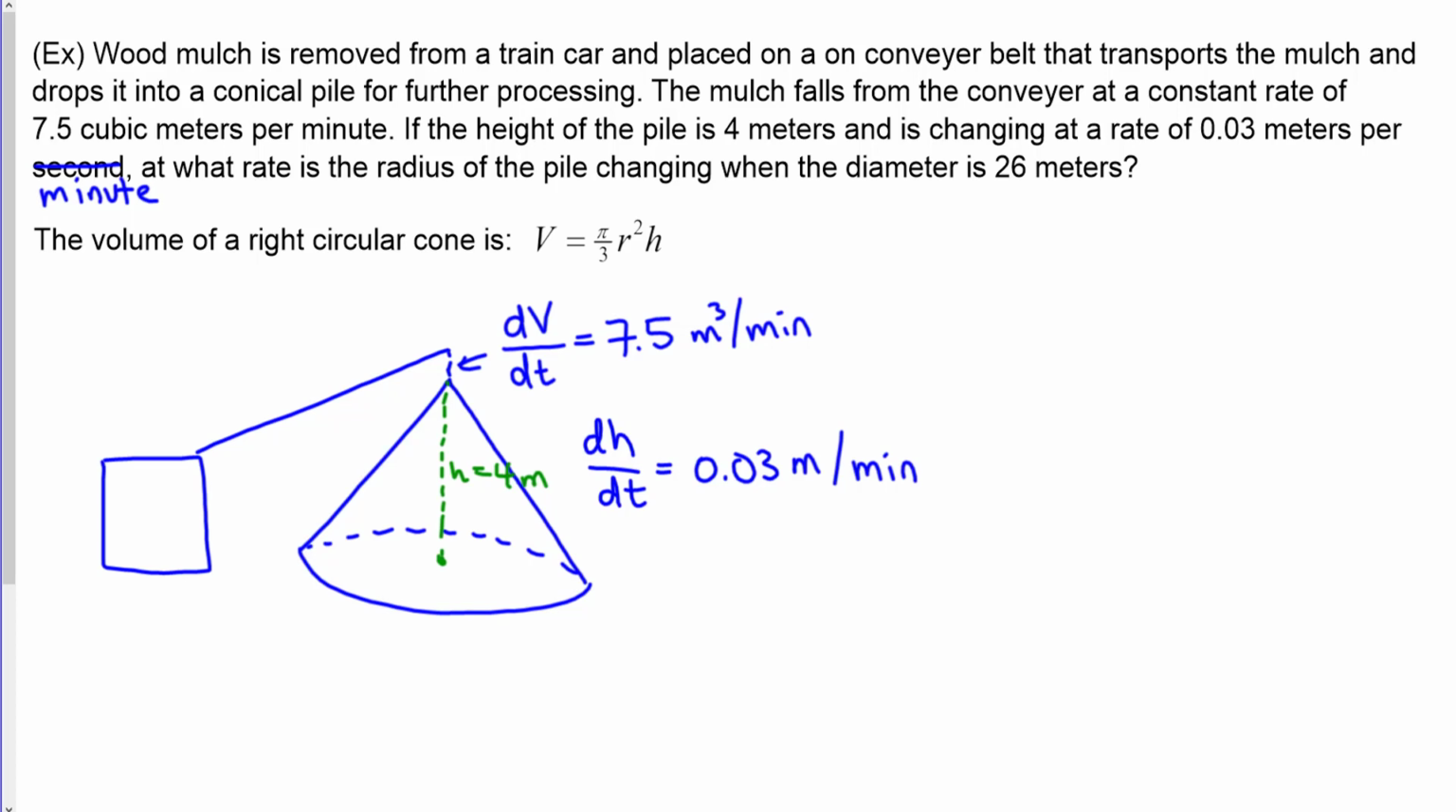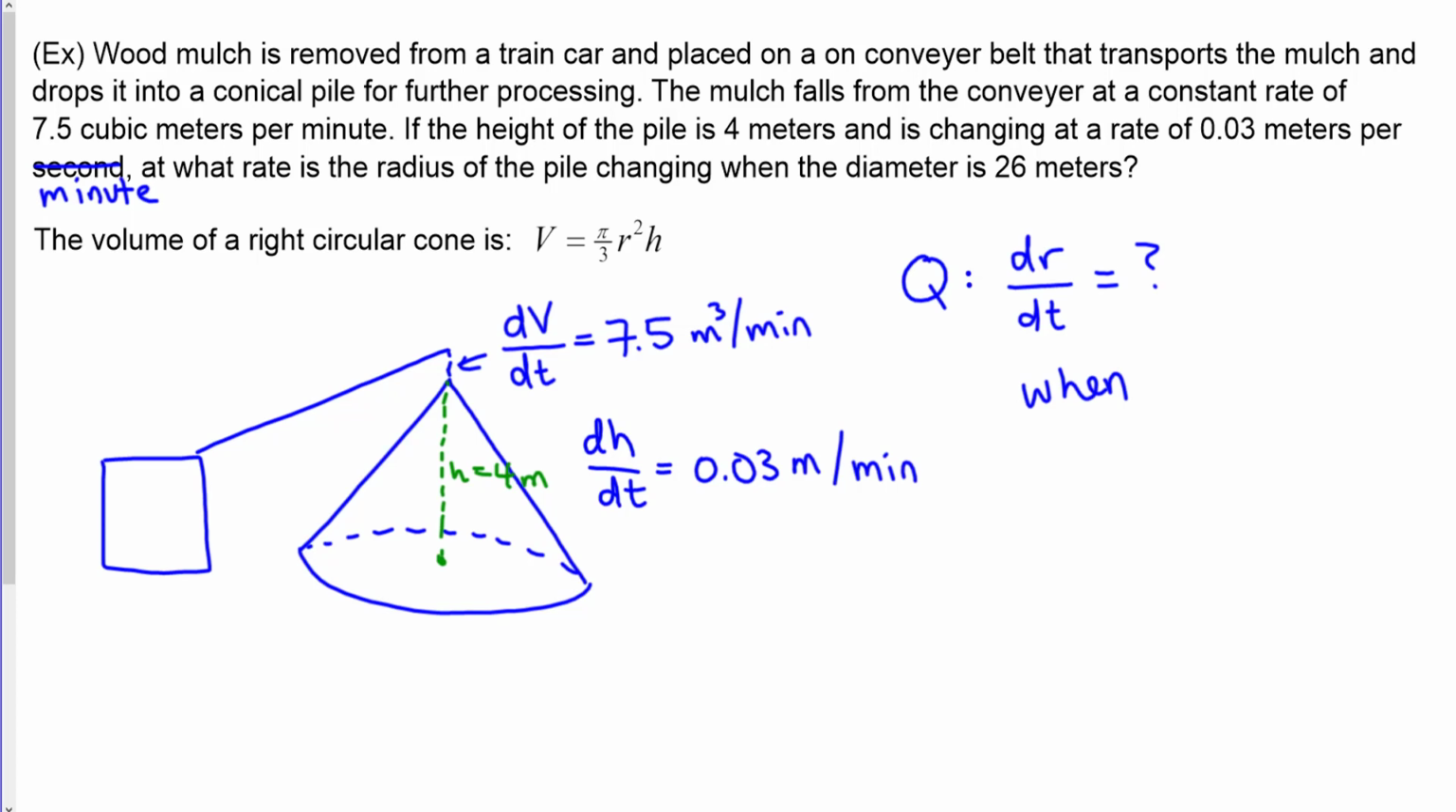Now, the question here: at what rate is the radius of the pile changing? So what rate is the radius of the pile changing? So that's going to be dr/dt, so the rate of the radius changing. We want to know what that is, so I'll just say equals a question mark because we want to know what it is, when the diameter is 26 meters.